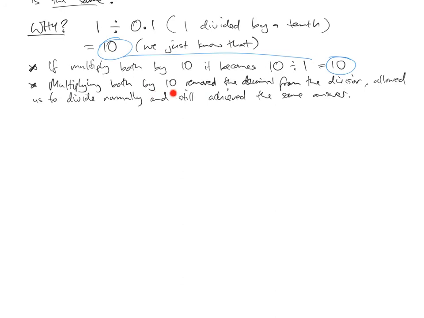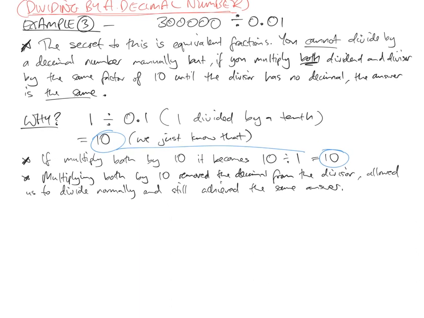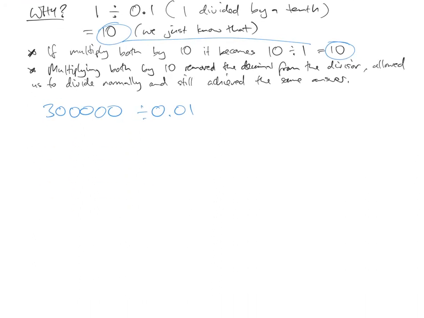So multiply both by 10, remove the decimal from the divisor, allowing us to divide normally and still achieve the same answer. So let's try that technique on this question, which is 300,000 divided by 0.01. I need to multiply by a factor of 10 until there's no decimal point in the divisor. So I need to jump the decimal point twice in that direction. So I need to multiply both by 100. So the question will become 300,000 with 2 extra zeros, divided by 0.01 times 100, 1.